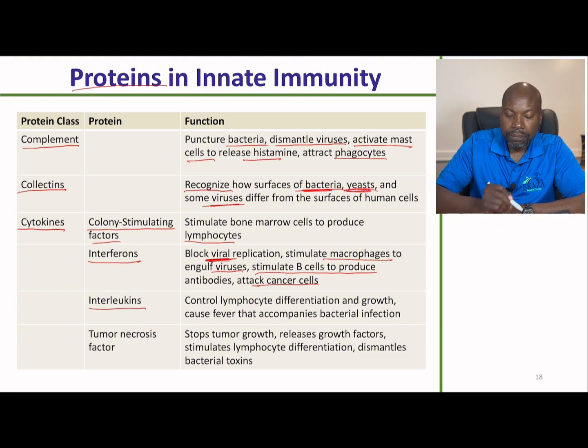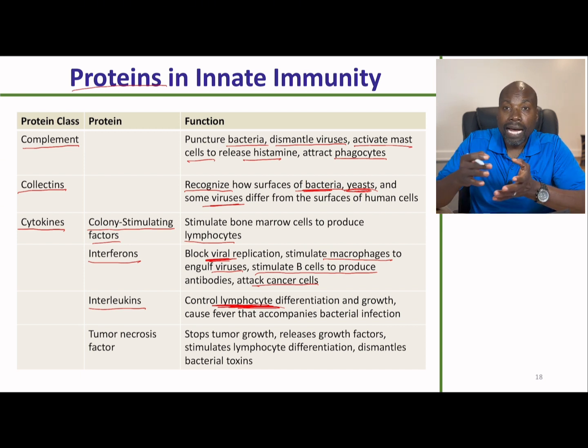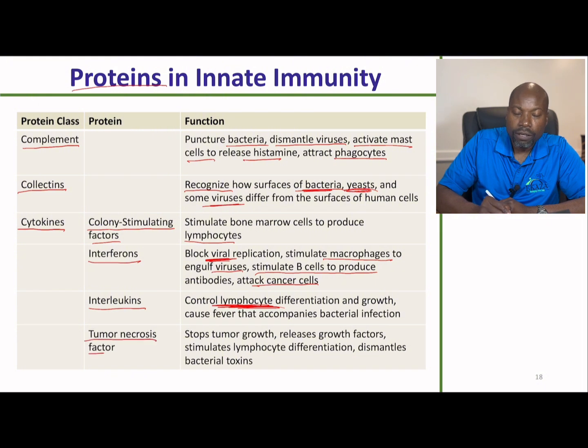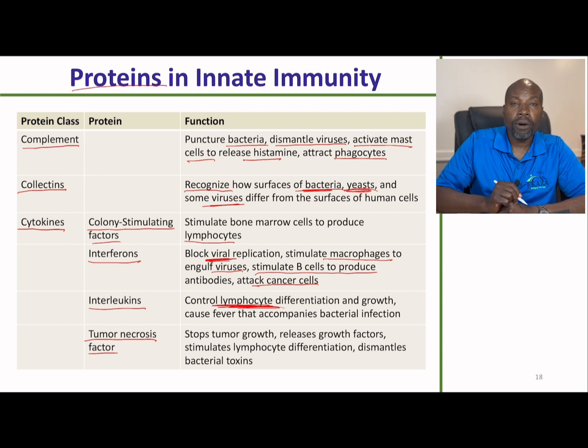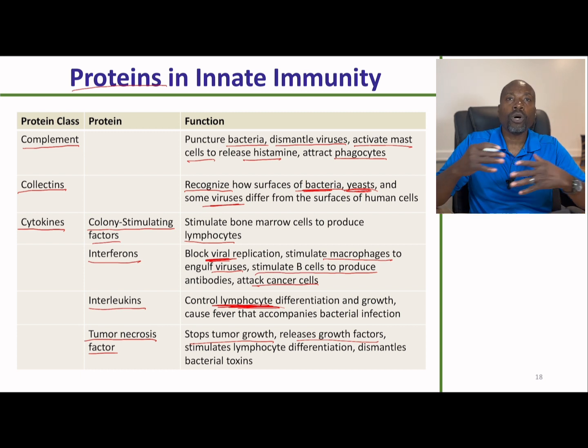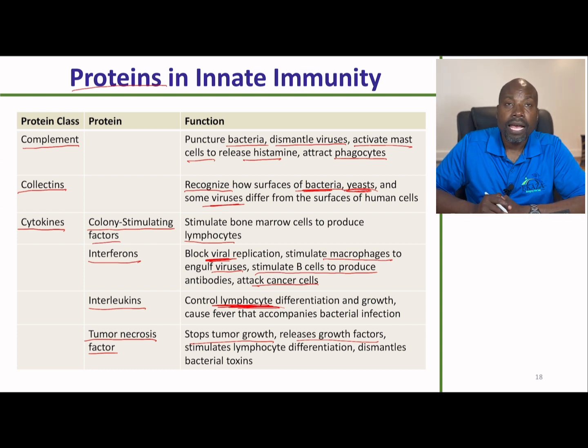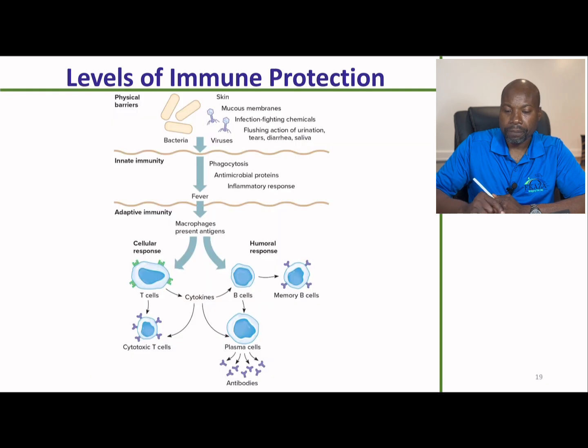The interleukins are going to be very important in controlling the differentiation of lymphocytes, right, to multiply and actually get to do their job. And the tumor necrosis factor, or TNF, is very important at stopping tumor growth, releasing growth factors that are going to cause a multiplication of white blood cells and cause a differentiation of white blood cells so that a better immune response can be developed.